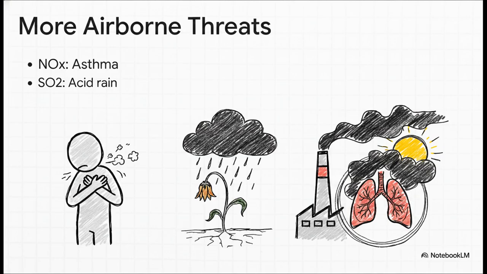Then we have sulfur dioxide, SO2. Not only is this a major precursor to acid rain out in the environment, but it causes severe respiratory distress when you inhale it. And please, take special note of this last one, ozone, or O3.